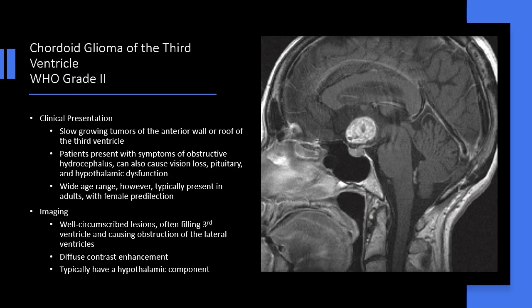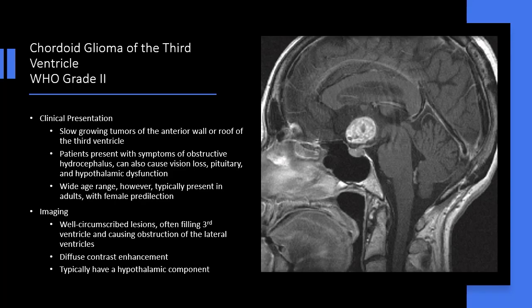Choroid glioma of the third ventricle was officially recognized in 1998 after the publication of several cases with similar clinical, radiological, and pathological findings. They are now classified as a WHO Grade 2 tumor. They are slow-growing lesions that arise in the anterior wall or roof of the third ventricle. Patients typically present with symptoms of obstructive hydrocephalus, and they can cause visual loss and pituitary and hypothalamic dysfunction. Although they have been described in a wide range of patients, most present in adults with a female predilection.